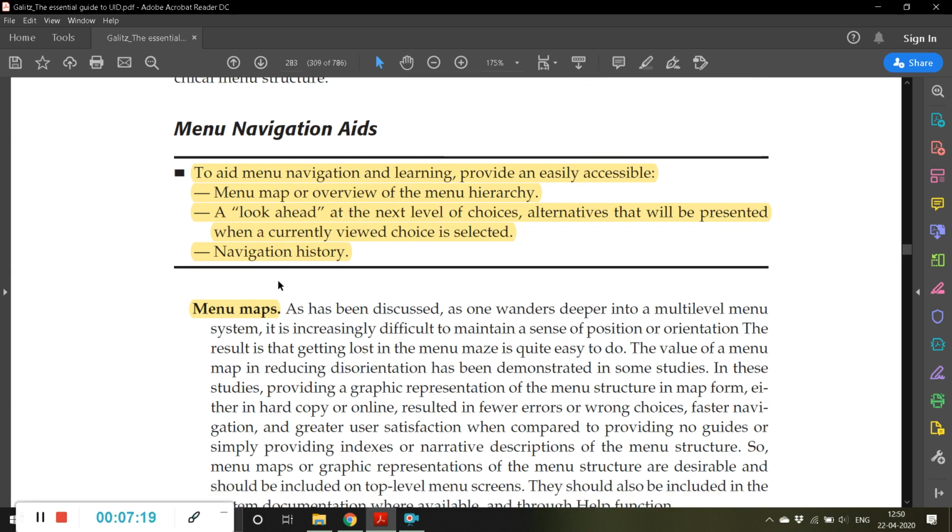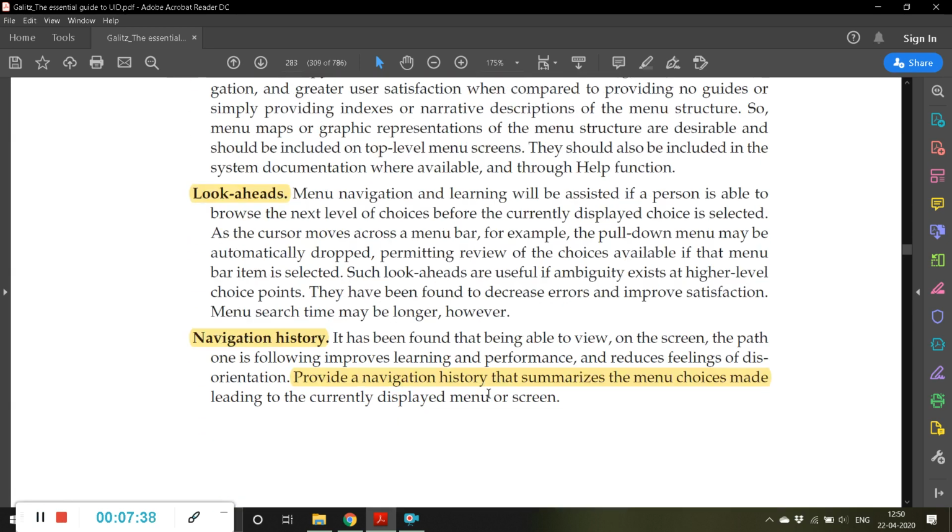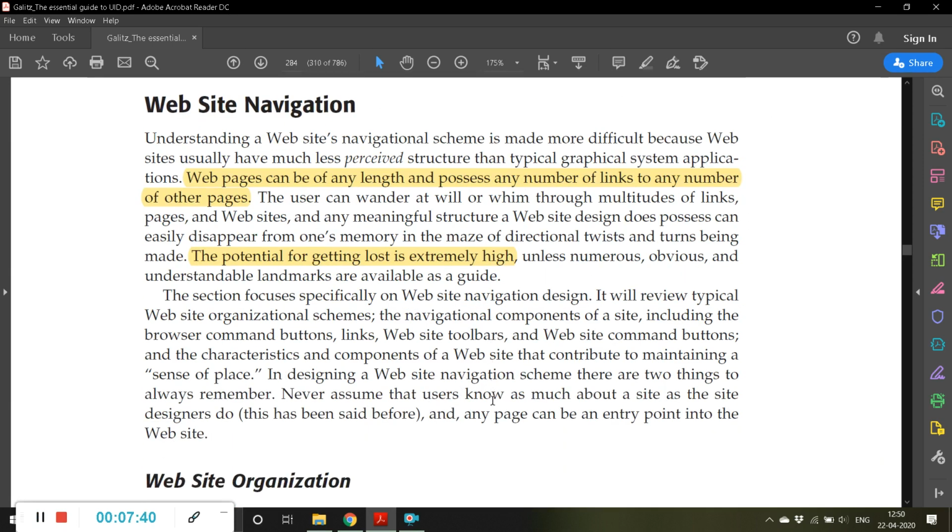Then also it is important to show the navigation history. Navigation history means where you started, what came next, what point you reached after that, and then what you reached next. That is what navigation history is. The same information is given here, you can just go through it.